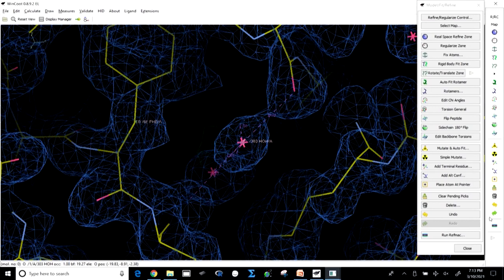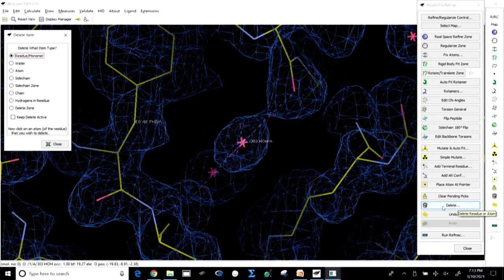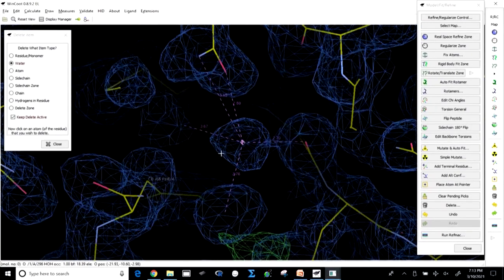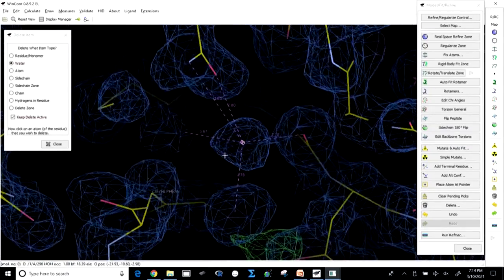Also, if you want to delete, you could come and use the delete option, and then you will get a lot of options. You can delete any residue or monomer, water, atom, side chain, side chain zone, chain, hydrogens in residue, delete zone. Suppose you choose water and then you click, it would be deleted, but this option will go away. But if you put keep delete active, then you delete this, see, this is deleted now, you could delete that and you could continue deleting.